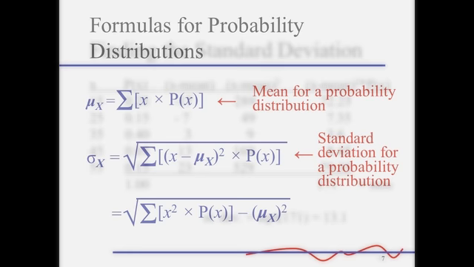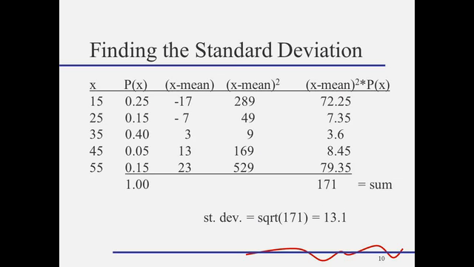So let's go back to the example. I've listed the x values and the probabilities in the first two columns. First, we subtract the mean of 32, which we found a couple of slides ago, from every value. Those are the values you see in column 3. In column 4, I square the differences from column 3, and in column 5, I multiplied those squared differences in column 4 by the probabilities.